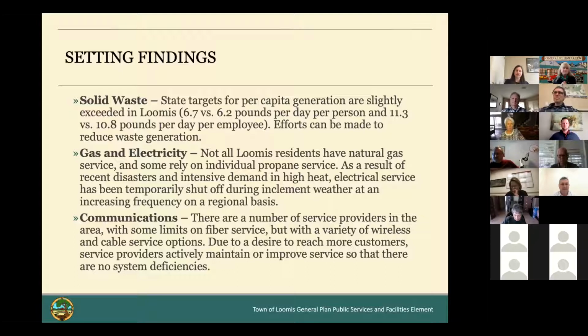In terms of gas and electricity, PG&E is the service provider. Not all Loomis residents have natural gas service, where some are relying on an individual residential propane tank. And then one thing that we can consider is as a result of recent natural disasters and intensive demands, electrical service can be sometimes shut off during inclement weather, and at increasing frequencies on a regional basis. It's not something the town necessarily can control, but we might want to think about ways in which the town can ensure or secure service.